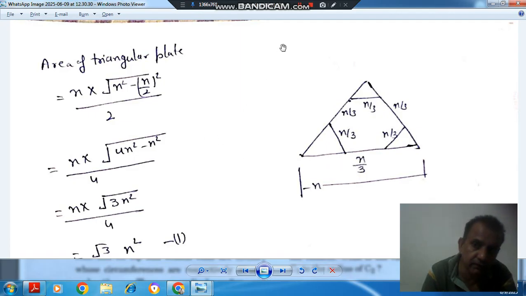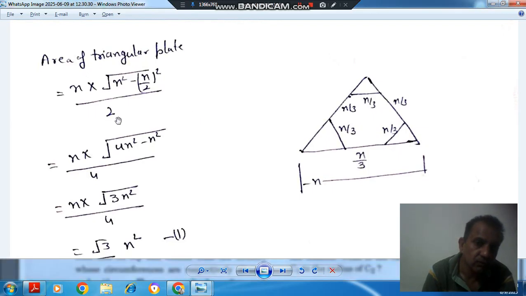So first of all, taking the triangular plate, here the base is your x and the hypotenuse is x. Draw a perpendicular line here, then this will be your hypotenuse x and this will be your base, that is x by 2, and the perpendicular will be root of x square minus x by 2 whole square.